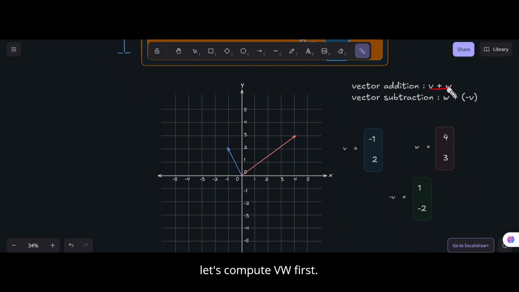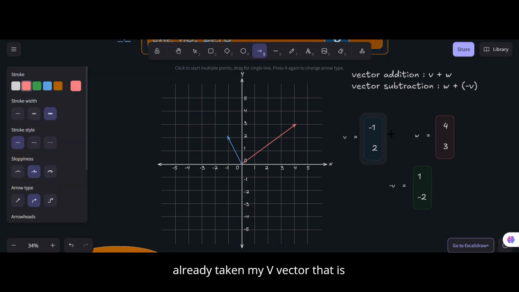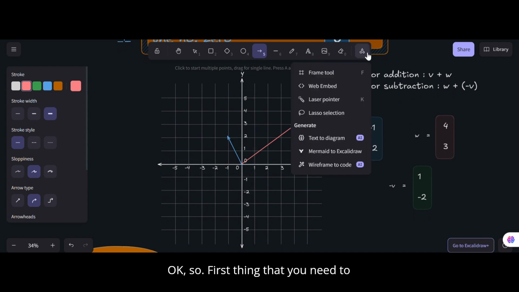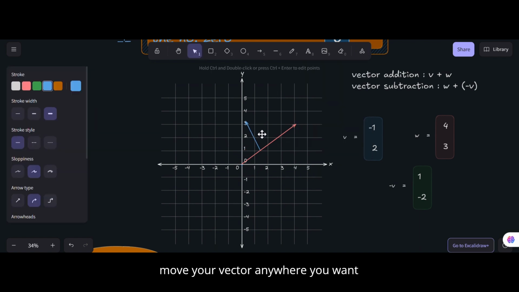Now let's compute v plus w first. Here in this example I have already taken my v vector that is represented in my vector space like that. So first thing that you need to note is that in the vector space you can move your vector anywhere you want, as long as its magnitude and direction remain the same, because a vector is not defined by a starting point, it is only defined by its magnitude and direction.